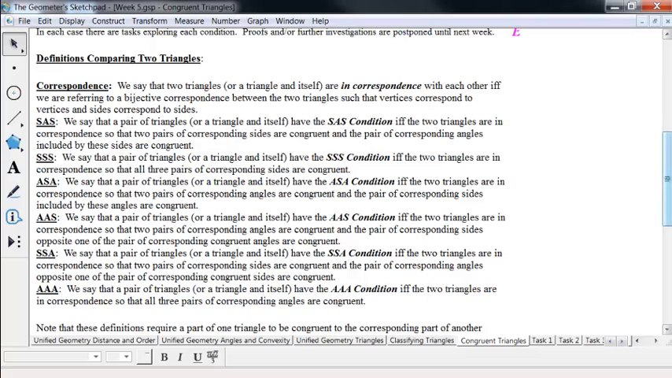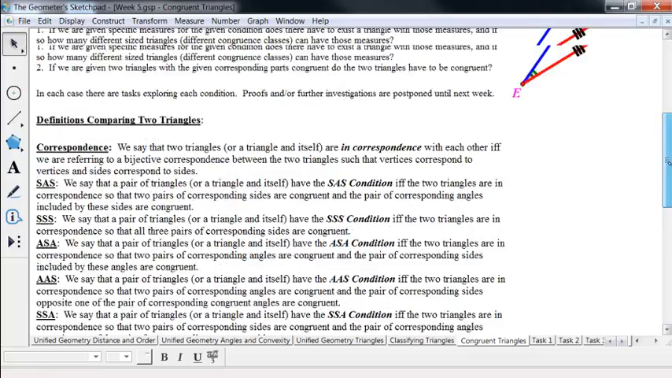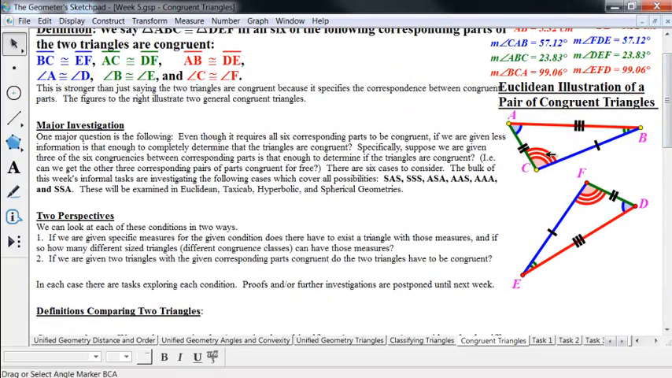So notice that these definitions require that one part of a triangle be congruent to a corresponding part of another triangle, actually three pairs of those, but they do not require that parts of the same triangle be congruent to itself. So when I say side-side-side condition, I'm not talking about an equilateral triangle necessarily where the sides are congruent to each other within a triangle. I'm talking about a side from one triangle being congruent to the side in the other triangle. So again, looking at our picture, it's that the green side is congruent to the green side, not that maybe the green and blue are congruent.